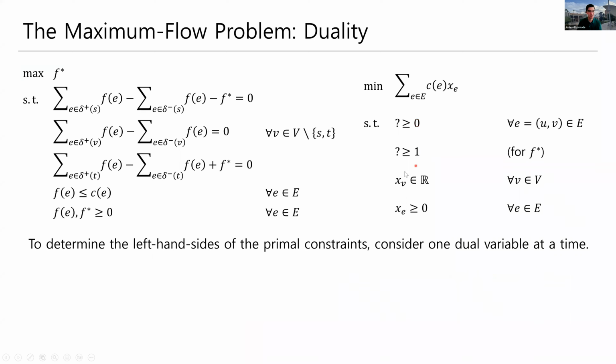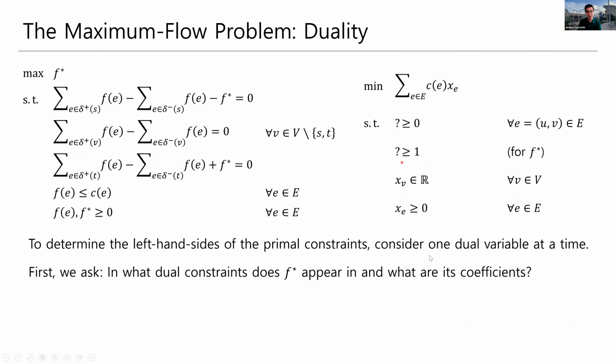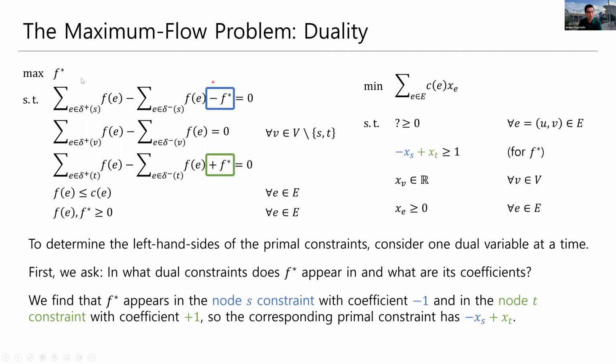The left-hand sides are the last thing we need to deal with here. So we're going to deal with it one dual variable at a time. When we're dealing with F star, we can ask the following question. What dual constraints does F star show up in? And when it does, what are the coefficients? Well, if we study our dual constraints, we see it only shows up twice. First, in the constraint for S, then in the constraint for T. And when it does so, it has a -1 and a +1.